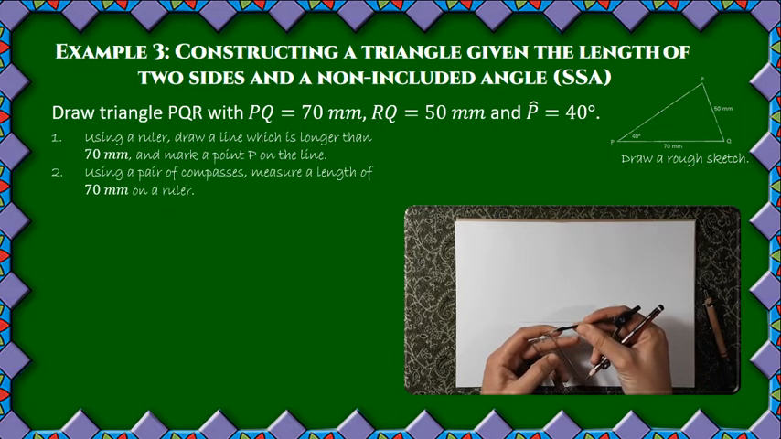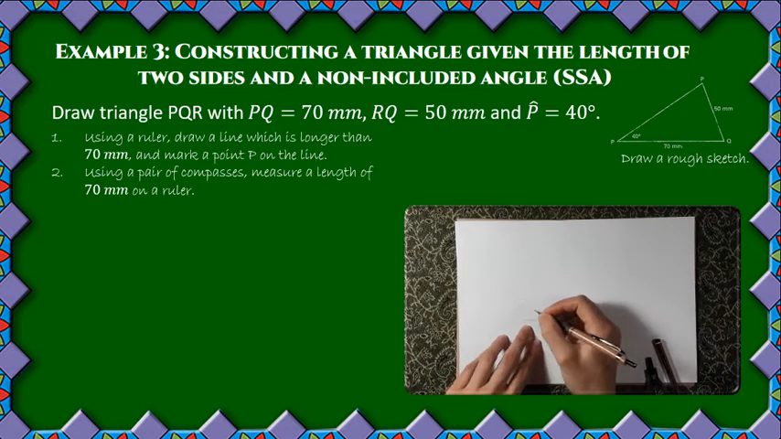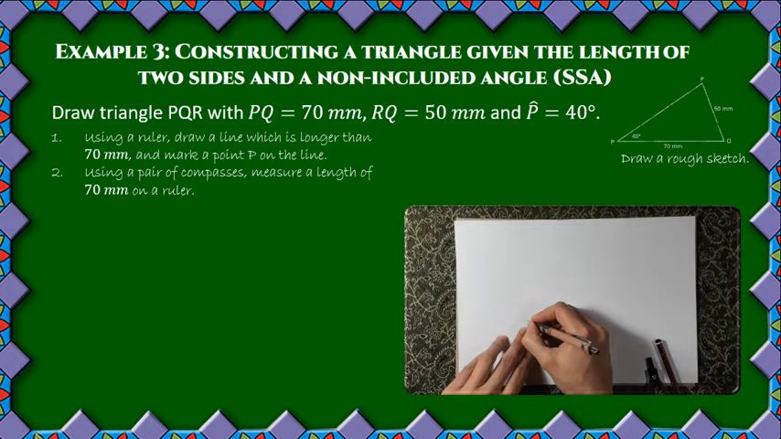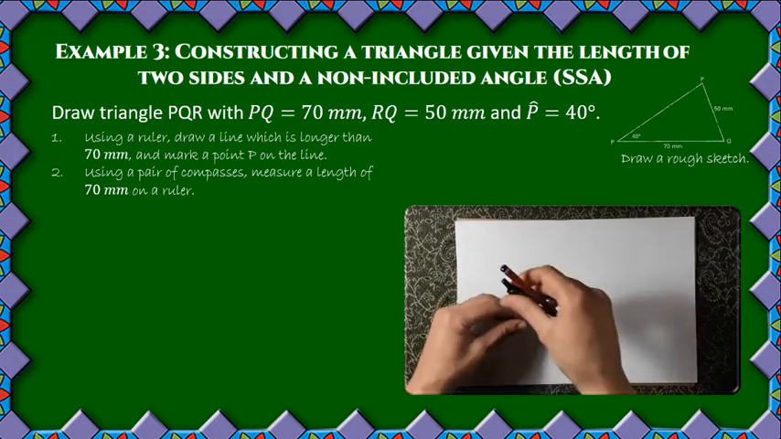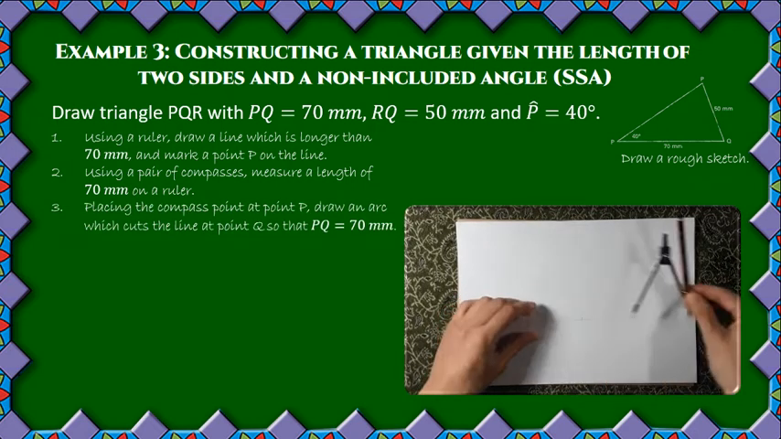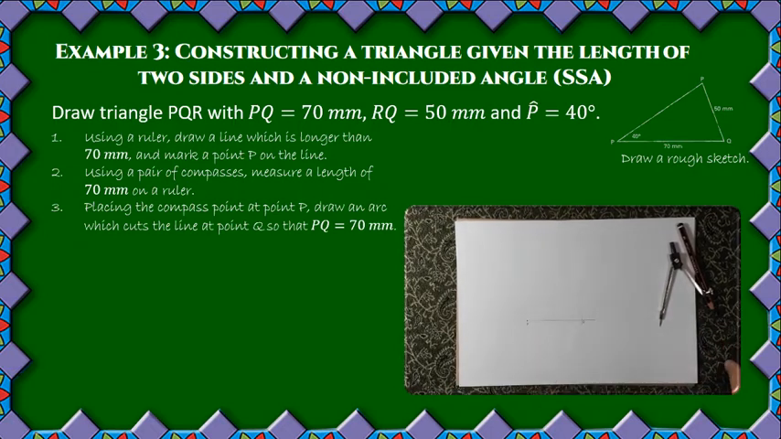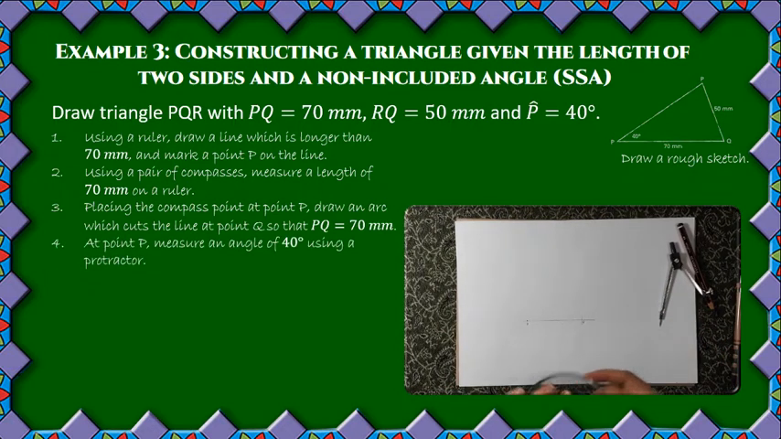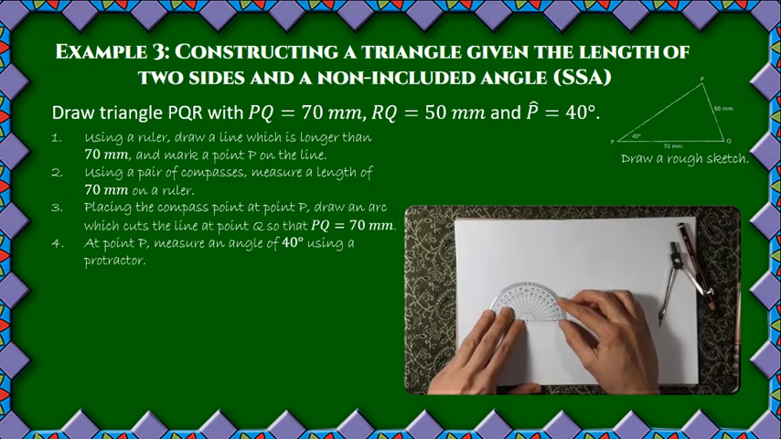Then using a pair of compasses, measure a length of 70 millimeters on a ruler. Then placing the compass point at point P, draw an arc which cuts the line at point Q so that PQ is 70 millimeters. Then at point P, measure an angle of 40 degrees using a protractor.